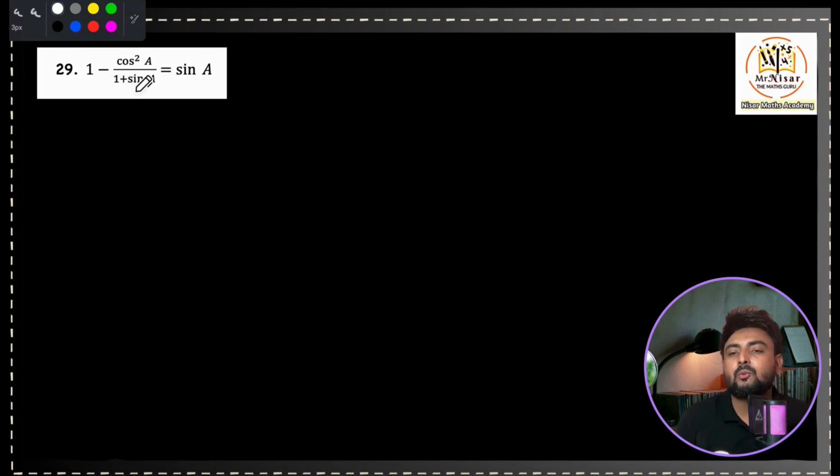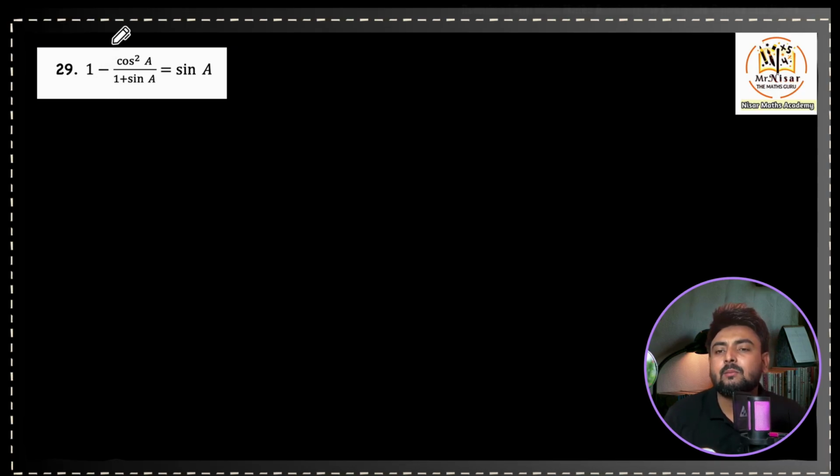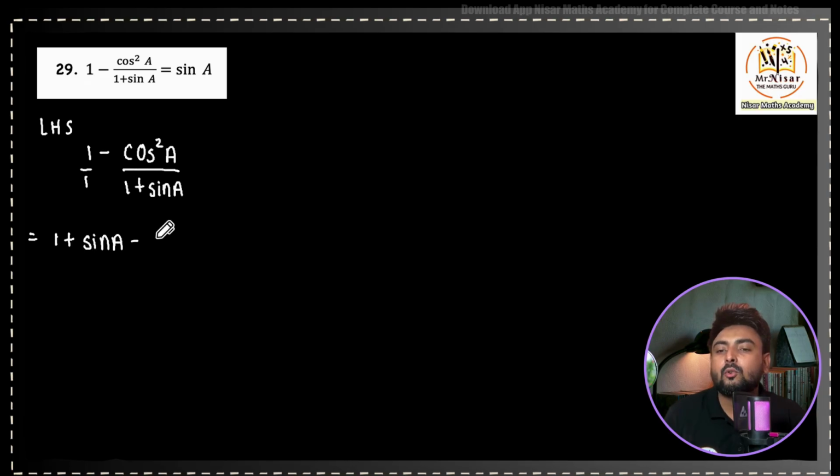The question is 1 minus cos square a upon 1 plus sin a is equal to sin a. Children, looking at the question only, we can say that in this question we should cross multiply. 1 minus cos square a upon 1 plus sin a we have. Here the denominators are not the same, so I'll cross multiply: 1 into 1 plus sin a, it becomes 1 plus sin a, minus cos square a, and 1 into 1 plus sin a will be 1 plus sin a. Is it?